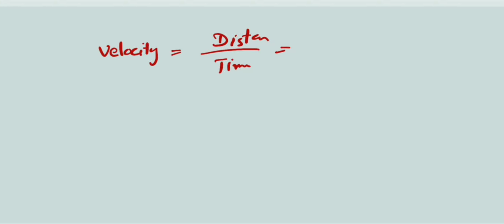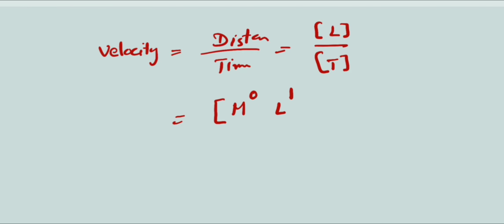Similarly, we can write the dimensional formula for the velocity. We know velocity is equal to distance divided by time. The dimension of distance is L and time has dimension T. Here we do not have any M, so we can write the dimensional formula for velocity as M raised to power 0, L raised to power 1 because we have one exponent here, and T raised to power minus 1, since it goes up. So this is the dimensional formula for the velocity.